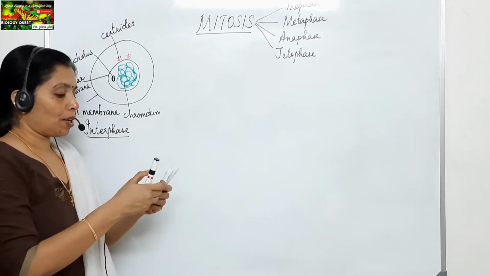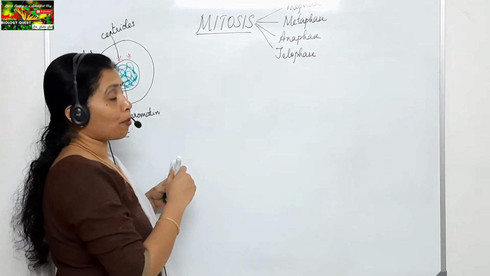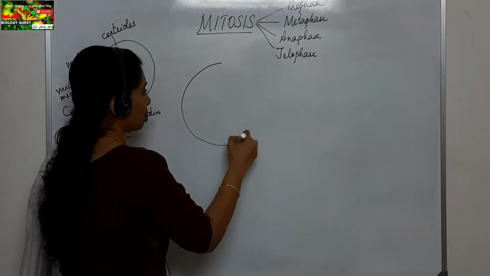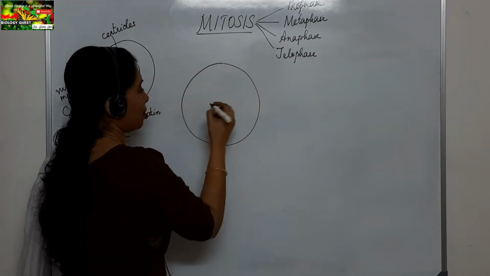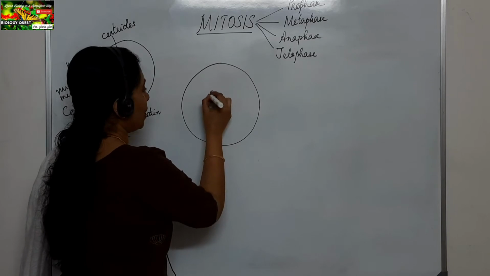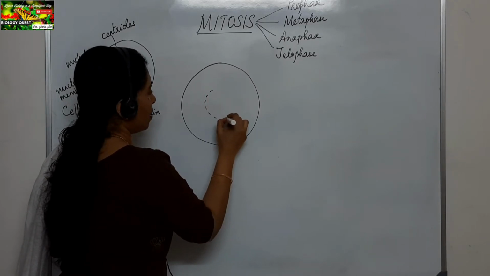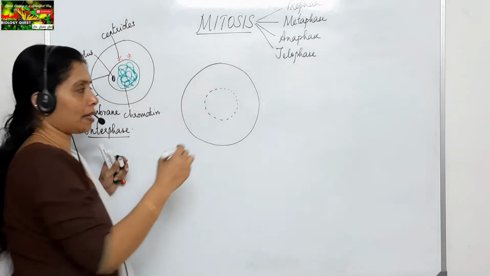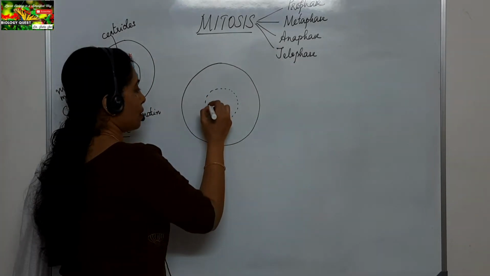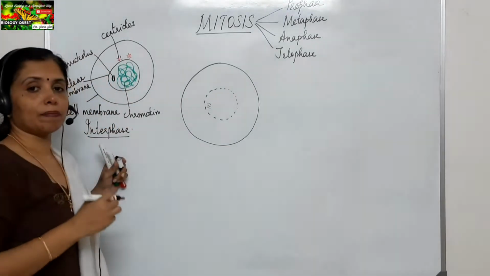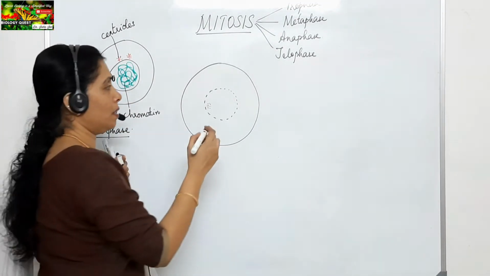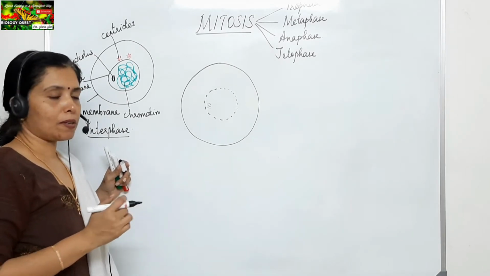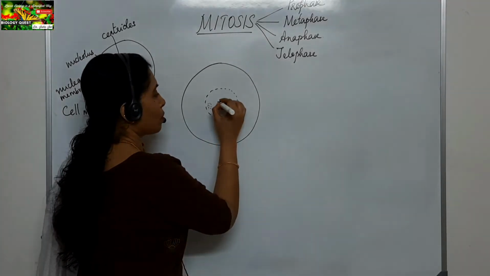Okay, so I'm just drawing the animal cell at the prophase stage. That is the cell membrane. We have seen the nuclear membrane is starting to disappear. That is why it is drawn in dotted line. That is the nucleolus. Nucleolus and nuclear membrane start to disappear. Now I am taking an animal cell having just two chromosomes. How will the chromosomes appear?